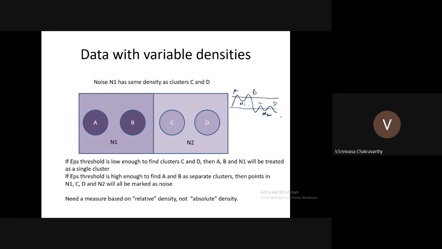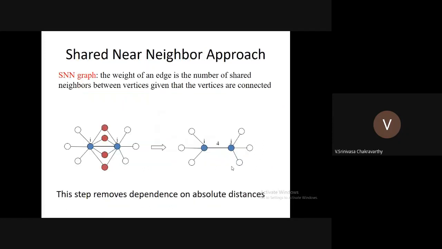Which means you need a concept of not absolute density, but relative density. So within the local current circumstances, what is the density and then what is the density threshold that I have to choose? Your choice of threshold must depend on relative density, not absolute density. But how do you choose this relative density? So we need to define a certain kind of similarity which depends on relative density and not on absolute density. So how do we do that?